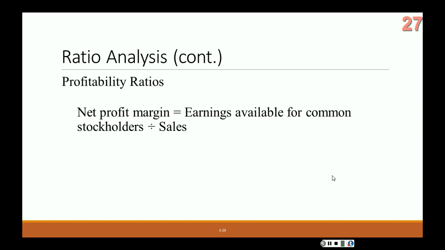The most restrictive definition of profitability that we're going to look at is the net profit margin, and that's equal to earnings available for common shareholders over sales. Earnings available for common shareholders is found on the income statement, $221. Divide that by sales, and we get 7.2%. So once we've accounted for all expenses, we are keeping 7.2 cents of every dollar sold.